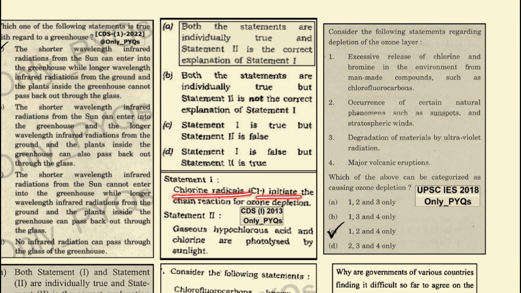Chlorine radicals initiate the chain reaction for the ozone depletion. This is a correct statement. Gaseous hypochlorous acid and the chlorine are photolyzed by the sunlight. This is also correct statement, and this is a correct explanation for statement 1.